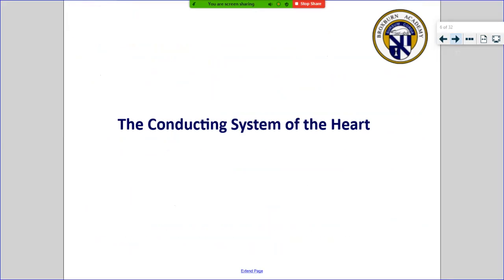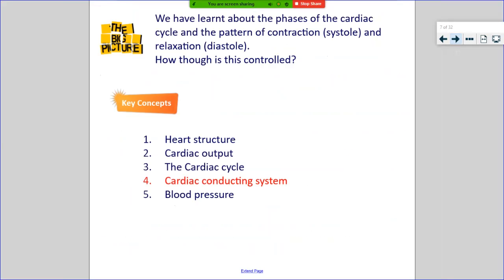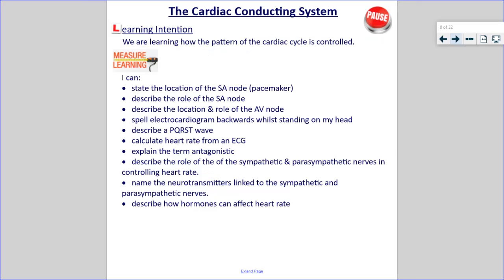So we're going to take a look at the conducting system of the heart. We've learnt about the cardiac cycle and the different phases of a heartbeat, I suppose. So how is that controlled? That's what we're going to look at. So pause the video, have a read through the key learning points that we're going to cover with this video.